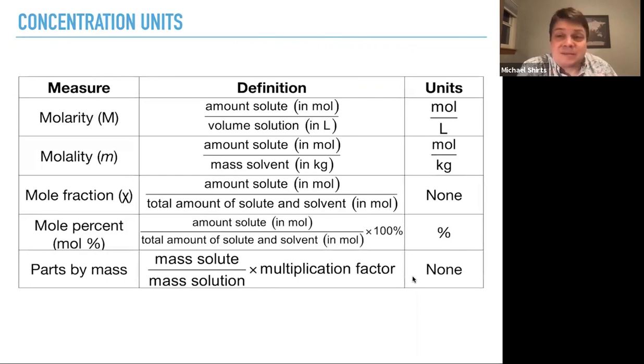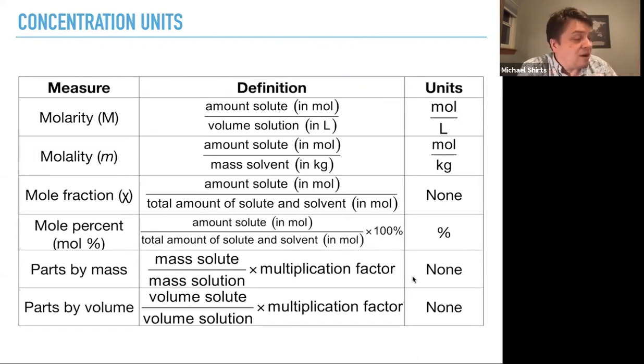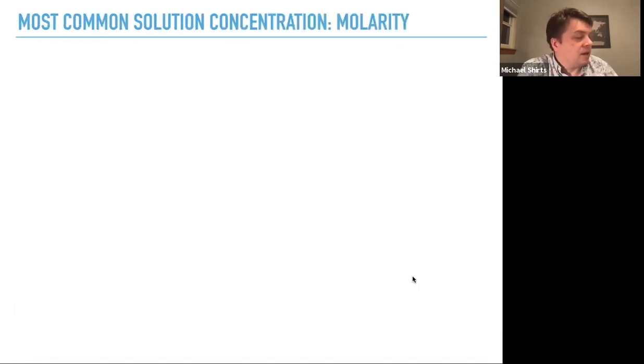Then there are parts by mass. Sometimes, especially in environmental engineering, when you're dealing with low concentrations of things, you'll talk about parts by mass, which is the mass of solute over the mass of the solution. You could also have parts by volume, with the volume of solute over the volume of solution. Which one is reported really depends mostly on what is convenient for that particular application.